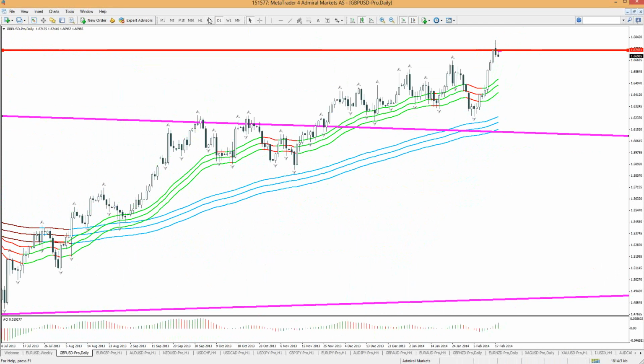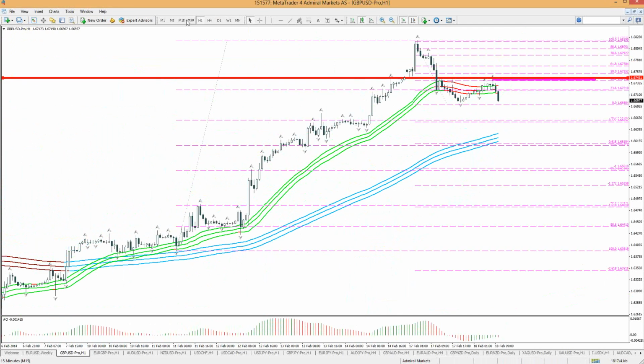4-hour chart is trending, and 1 hour is trending. Everything is trending up. It's just waiting for price to either bounce or break. So in that regard, I guess we can move on.